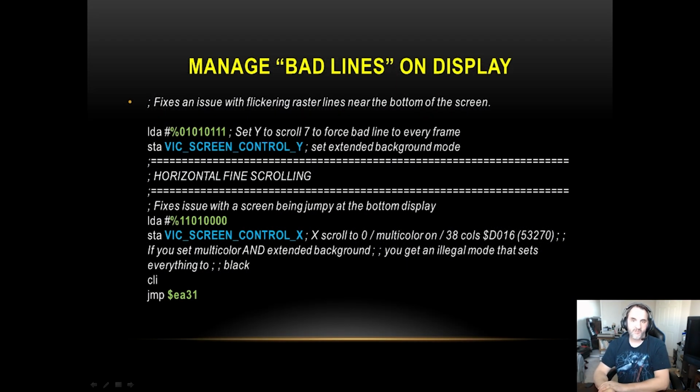Manage bad lines on display. Now, sometimes you may see in games, the Commodore 64 has this little line at the bottom of the screen that kind of flickers on and off. This code, which was originally given by Siggy from the original machine language project, allows that line to be essentially removed.